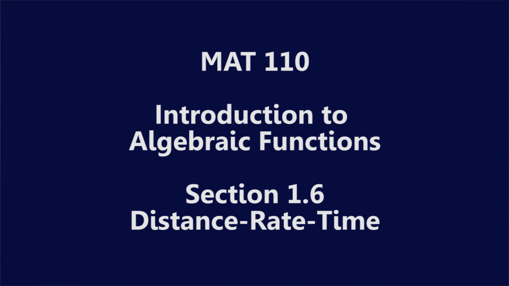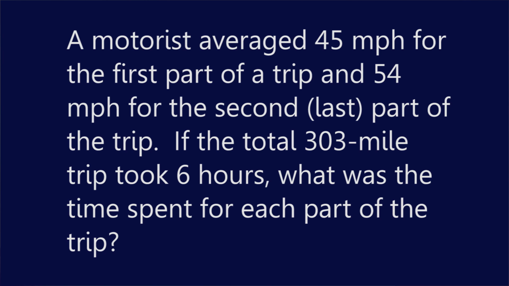Section 1.6, Distance, Rate, and Time Problem. You may want to pause your video just for a moment and write this problem down. A motorist averaged 45 miles per hour for the first part of the trip and 54 miles per hour for the second or last part of the trip. This is a two-part trip. If the total 303-mile trip took 6 hours, what was the time spent for each part of the trip?